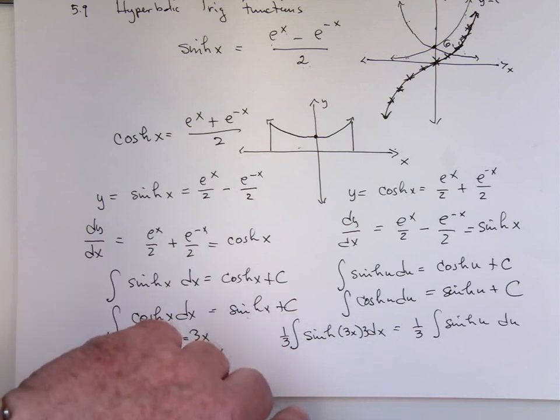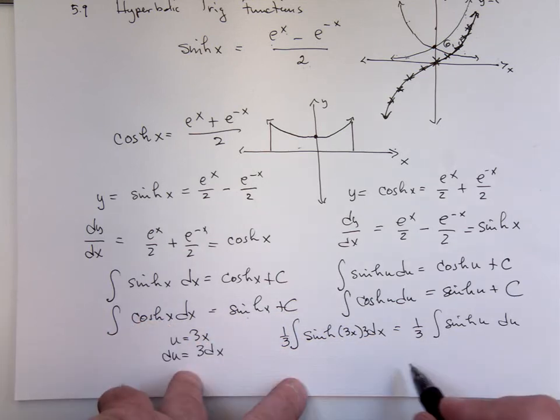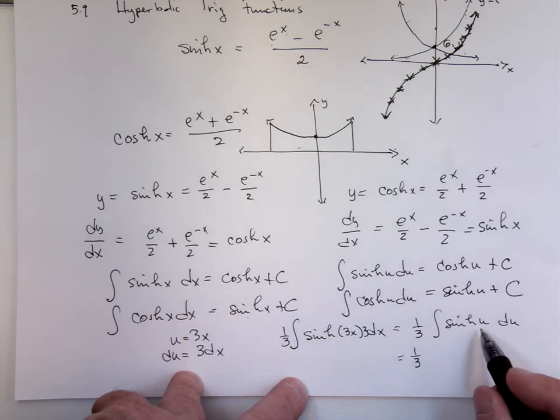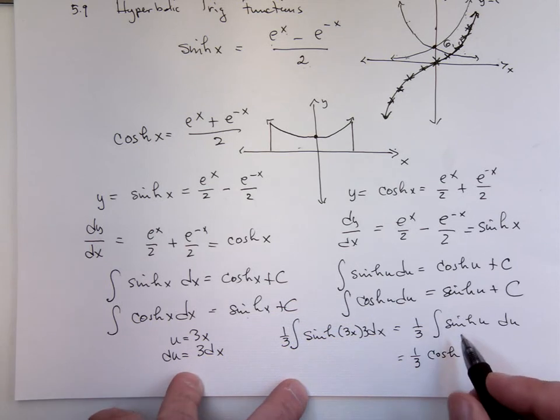And that's equal to 1/3 times the integral of sinh, which is cosh. U is 3x. That's the answer I'll be looking for.